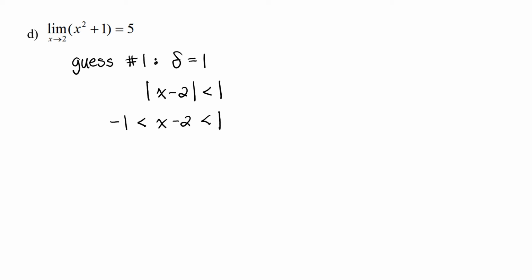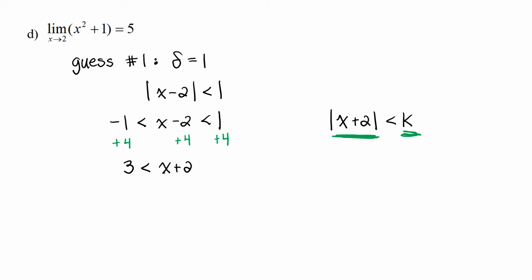And what we're trying to do is we have the absolute value of x plus 2 is less than k. So we're going to try to take this and get this absolute value of x plus 2 so that we can try to get some sort of value for k. So in order to do that, well, instead of this minus 2, we want a plus 2, so we need to add 4 to each piece. So now we have 3 is less than x plus 2 is less than 5.